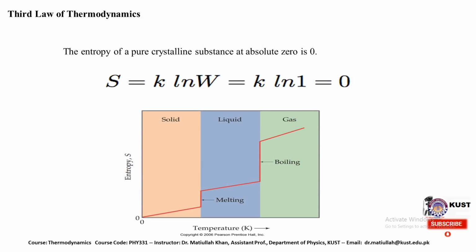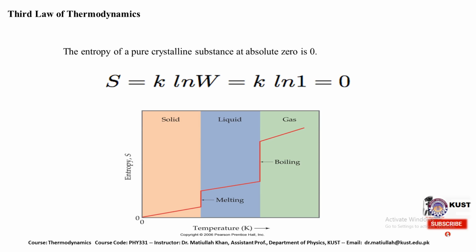So S equals k log omega describes this equation, where k times the natural log of 1 is equal to 0. We have entropy on the vertical axis and temperature on the horizontal axis. We have three phases.